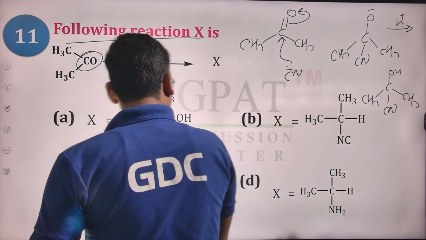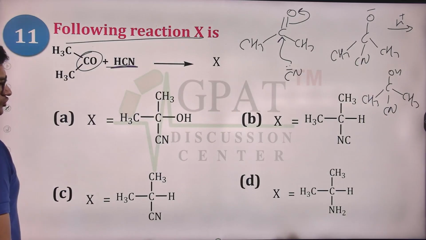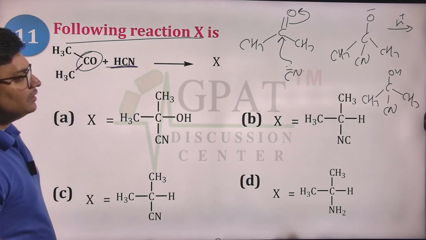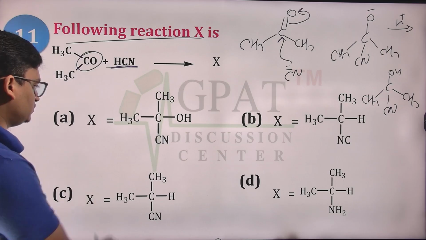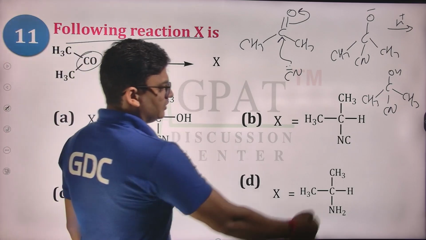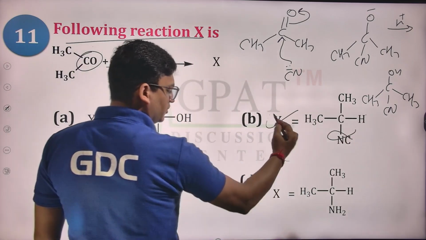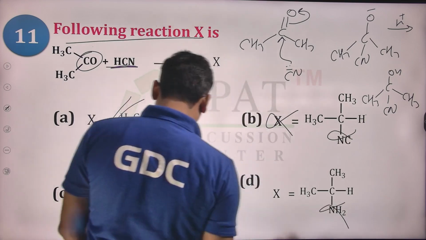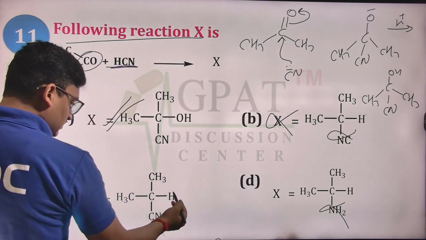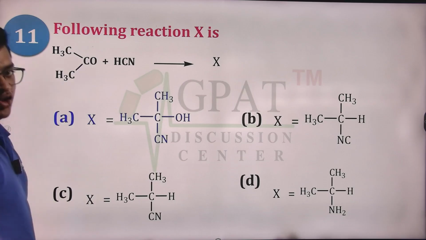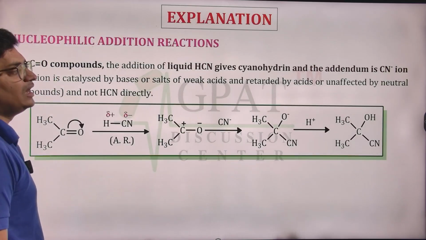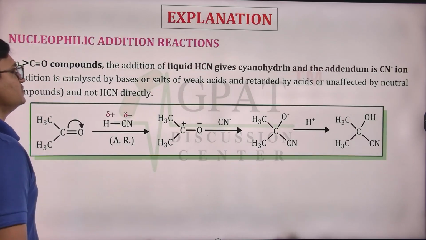So the carbon will have two methyl groups, one CN and one OH group. That is correct. The option with NC and no OH group will be wrong, and the ones with NH2 or CH3 CN with no OH are wrong too. So only A is your right answer. Cyanohydrin formation will be happening here, and we will get a cyanohydrin structure.